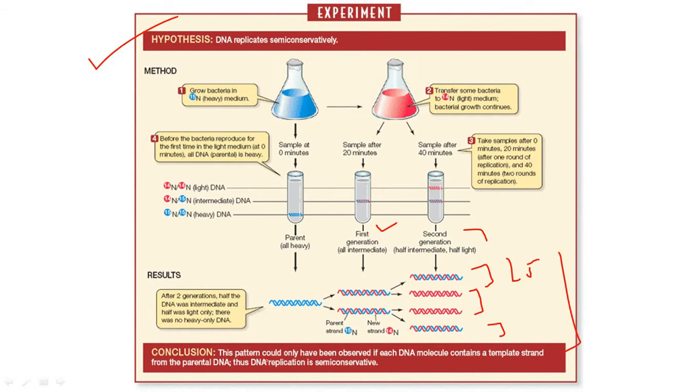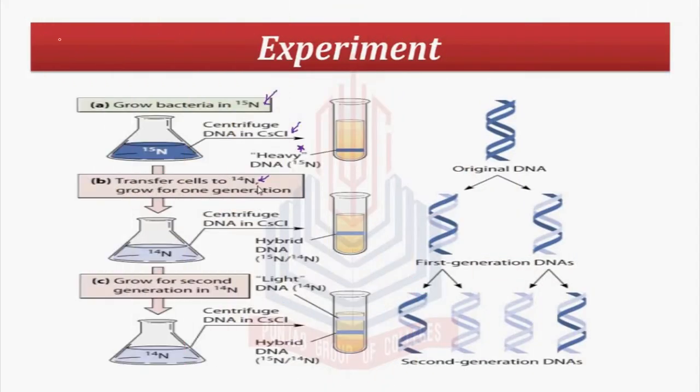The conclusion was that this pattern could only have been observed if each DNA molecule contains a template strand from the parental DNA. Thus, the DNA replication is semi-conservative. This is one, and the experiment is further explained in this slide also. If you refer to this, this is also good. The bacteria are grown in 15N and centrifuged, then transferred to 14N and grown for 1 generation, then the DNA is centrifuged in CsCl medium, and hybrid DNA was observed. In the first generation, intermediate was observed, and in the second generation, 50-50.